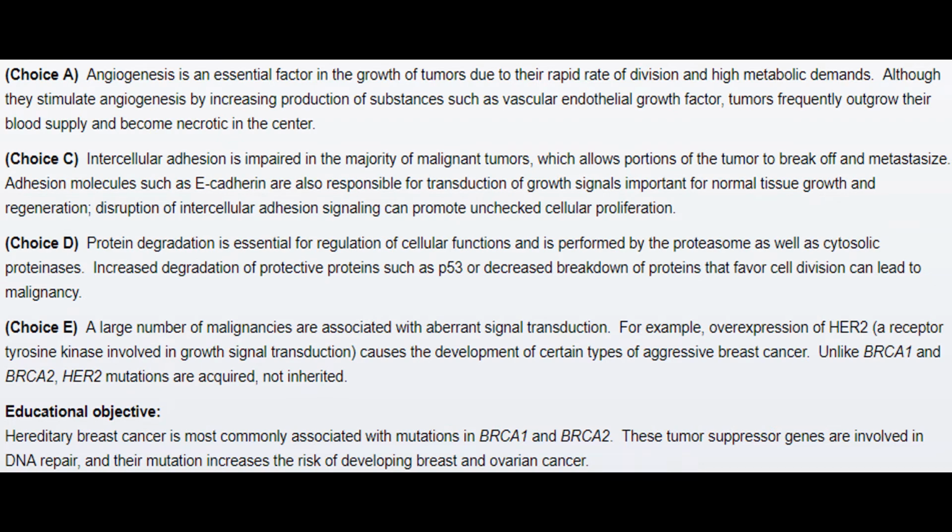Other options were incorrect. In choice A, angiogenesis is an essential factor in the growth of tumors due to their rapid rate of division and high metabolic demands. Although they stimulate angiogenesis by increasing production of substances such as vascular endothelial growth factor, these tumors frequently outgrow their blood supply and become necrotic in the center.